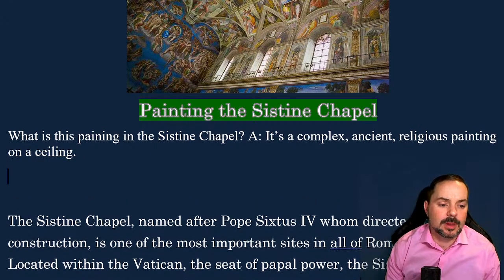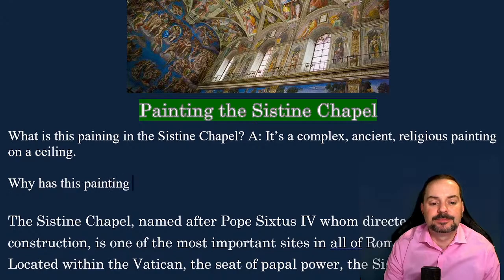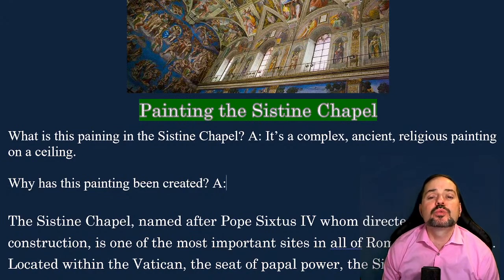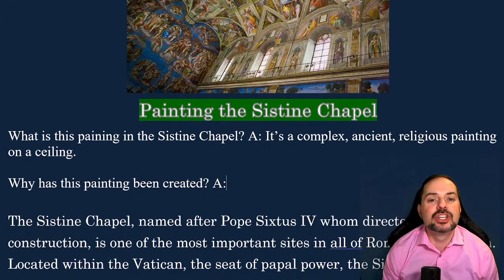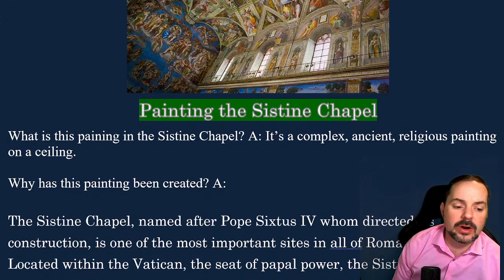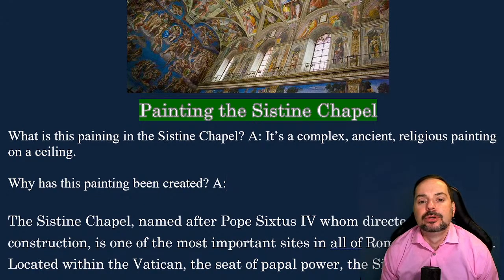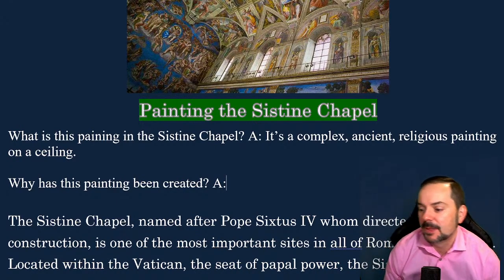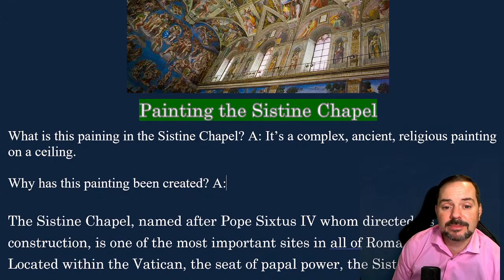Okay, why? Why has this painting been created? Again, just really simple answers here. Train your brain to think logically in a simple way. So why would a person or people take the time to paint such an elaborate painting on the ceiling of a building? Saeed says for its beauty. Yeah, I like the simplicity, Saeed. So to make it pretty.